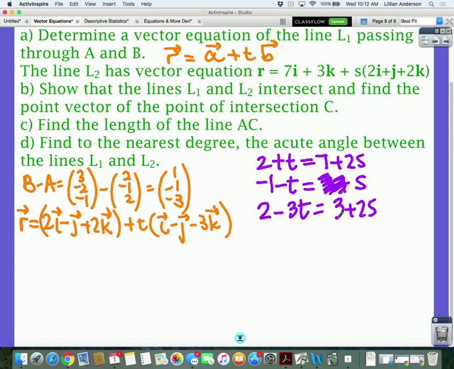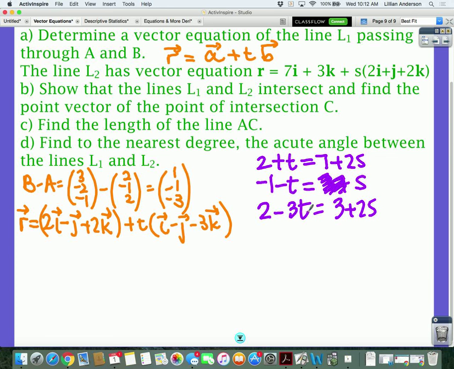Now, in this case, we don't have one of those nice ones where T goes away for one of the equations, so how are we going to solve this? It's already set up, so just take the S and plug it in. S equals negative 1 minus T, plug it back into the other one. Yep, you can use substitution. Plug this into one of the equations and solve.